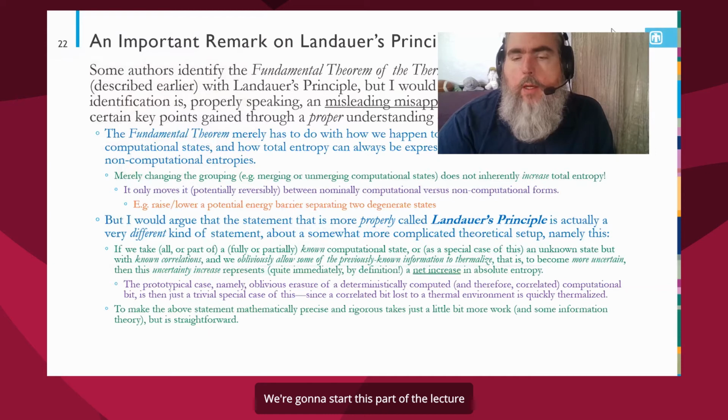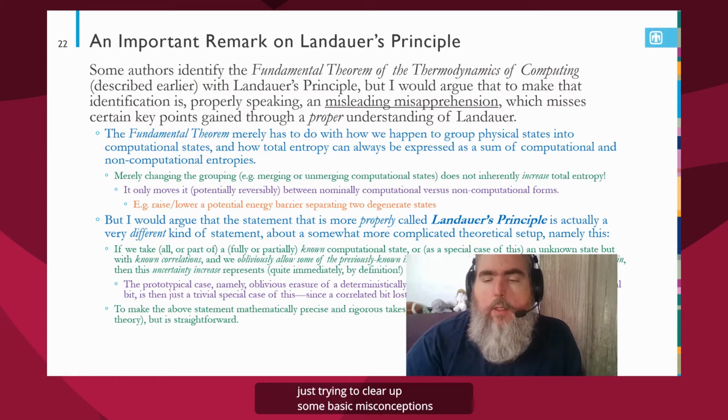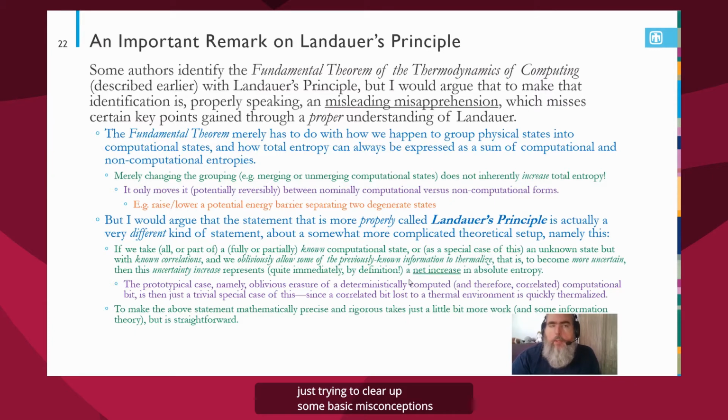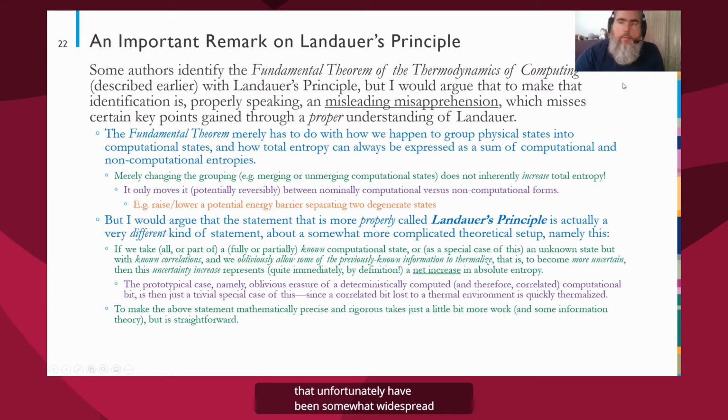We're going to start this part of the lecture just trying to clear up some basic misconceptions about Landauer's principle that unfortunately have been somewhat widespread in the literature. A lot of authors try to identify Landauer's principle with what I call the fundamental theorem of the thermodynamics of computing, which is basically just the observation that computational entropy is part of the total physical entropy. And depending on where we draw the boundary between our computational states, that entropy can move back and forth between part of the computational state or part of the non-computational state.